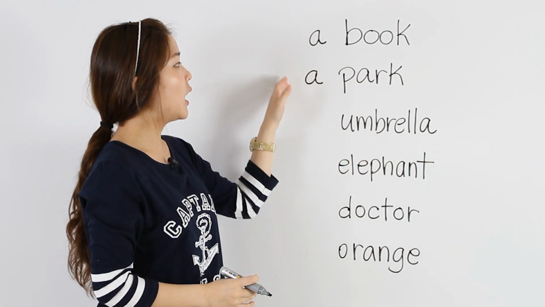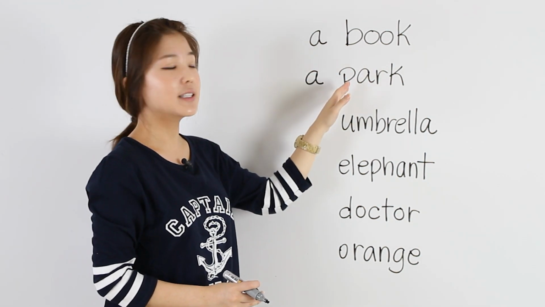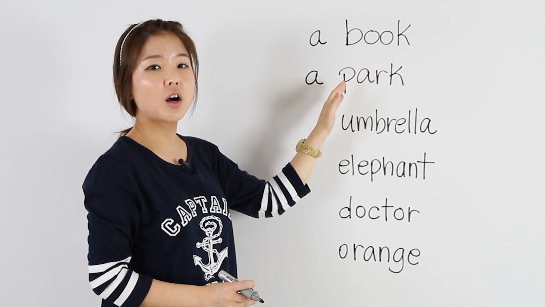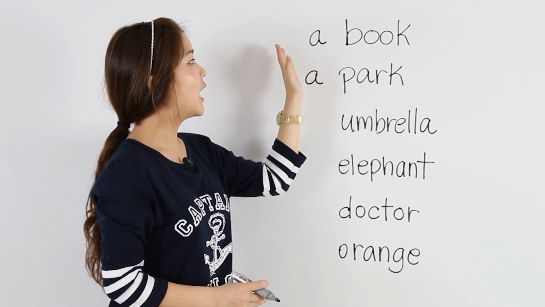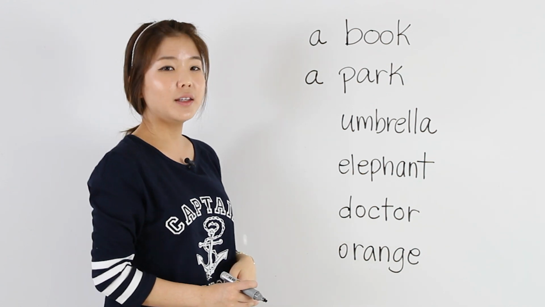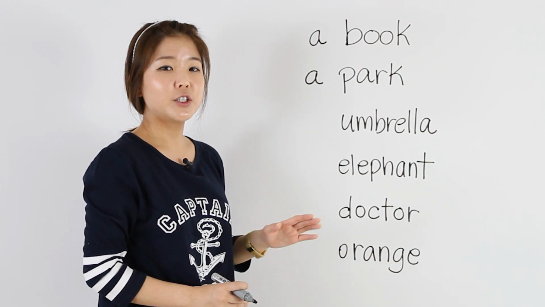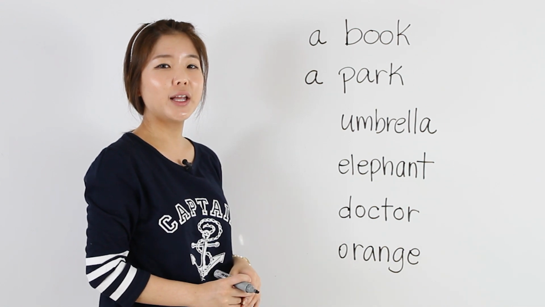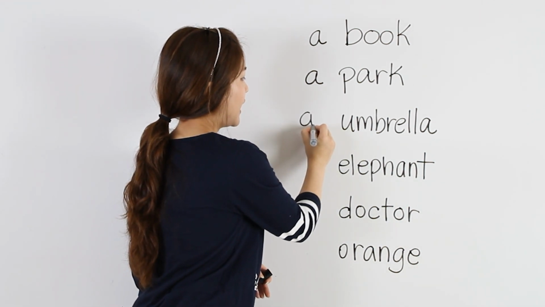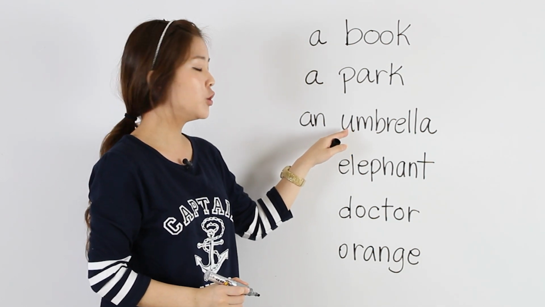Remember, we put a in front of words that begin with consonants. B and P are consonants. That's why we say a book. A park. Okay, how about the next word? An umbrella. Could you hear the difference? We say an because umbrella starts with a vowel U.